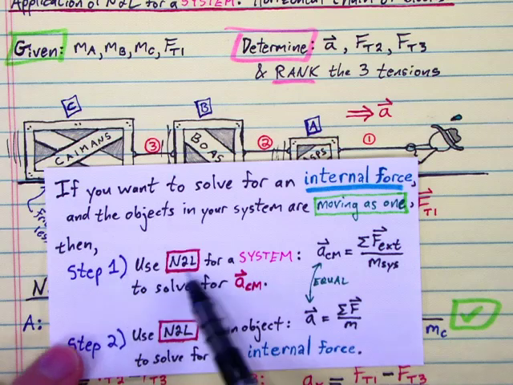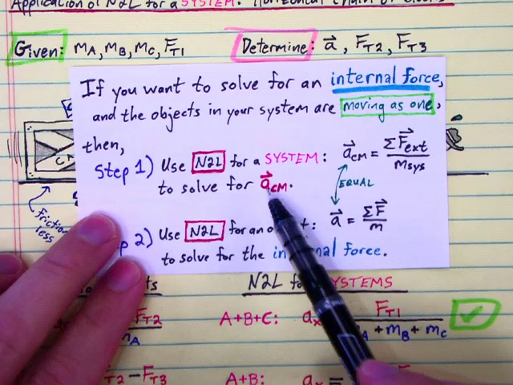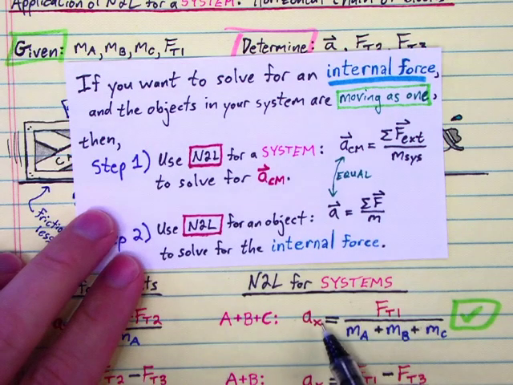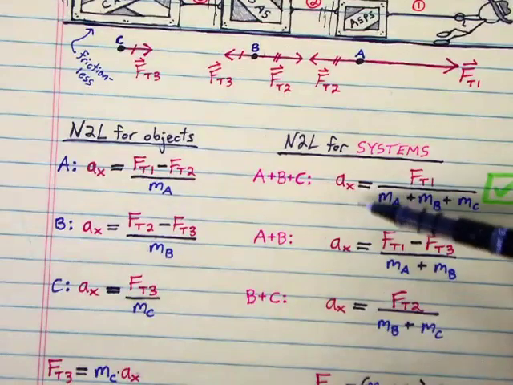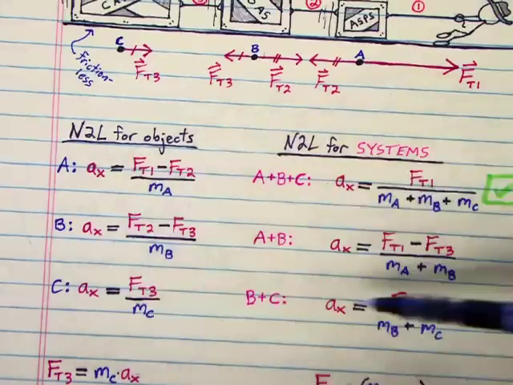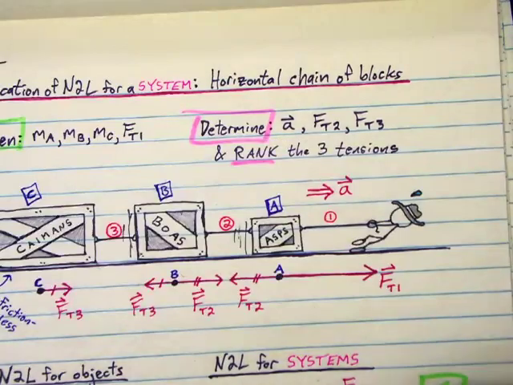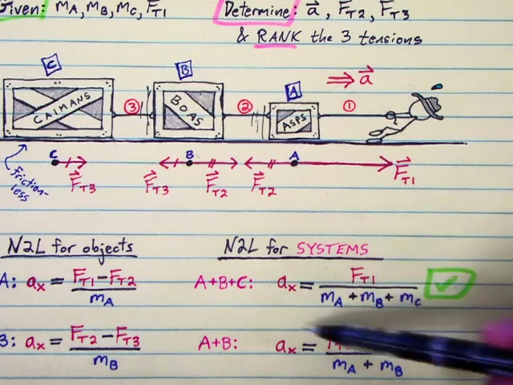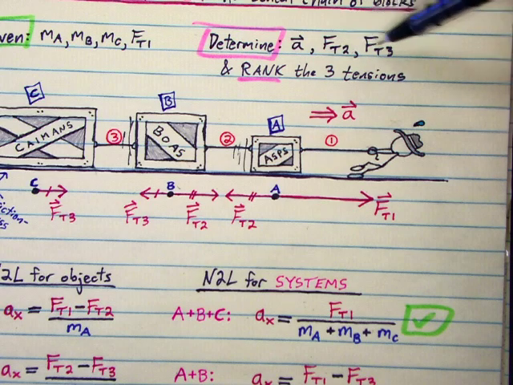Step 1, use N2L for the whole system to solve for the acceleration of the center of mass. Now, we know they're all moving as one, so all of these accelerations are equal to each other. All these accelerations are the same. Okay, so that was step 1, using N2L for a system to get the acceleration of the center of mass. We've got it. Now, the only thing left to find are these two tensions, tension 2 and tension 3.